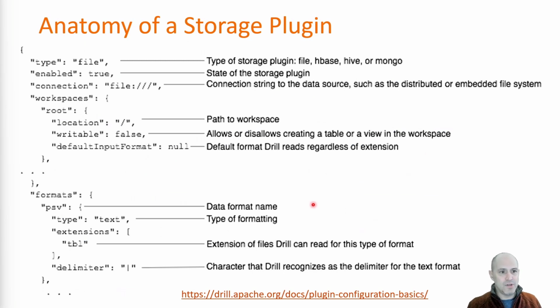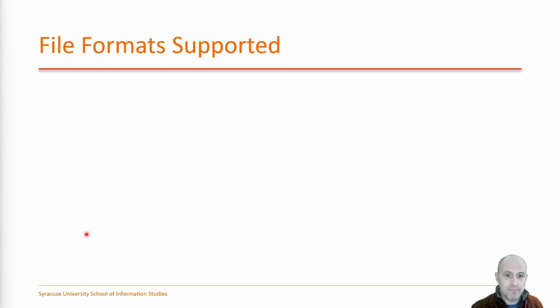So what does a Drill storage plugin look like? Well, it basically is a JSON document, and there's always a type, and there's always whether or not it's enabled, and there's always a connection, and then there's one or more workspaces, and then there's one or more formats. When you're connecting to a database like Cassandra or MongoDB, this is really easy. It's only where you have all these different options when you're querying a file-based provider like S3 or maybe HDFS. Those are where it really gets kind of wonky.